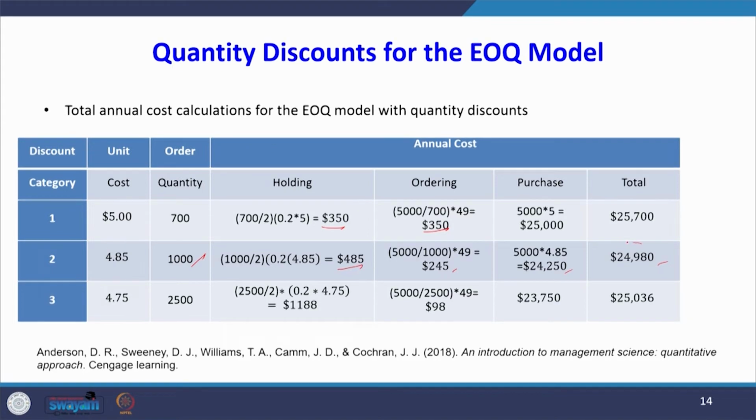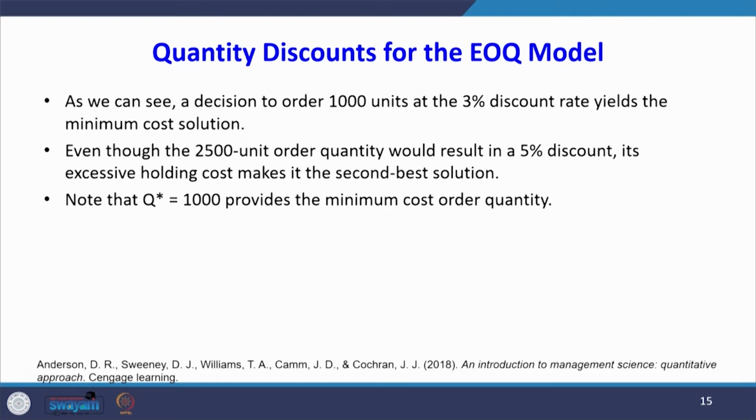Out of these three, which is minimum? So, this one is minimum. So, our inventory policy is we should go for ordering 1000 units. As we can see, the decision to order 1000 units at the rate of 3% discount yields the minimum cost solution. Even though 2500 unit order quantity would result in 5% discount, its excessive holding cost makes it the second best solution. So, you see that Q star equal to 1000 provides the minimum cost order quantity.